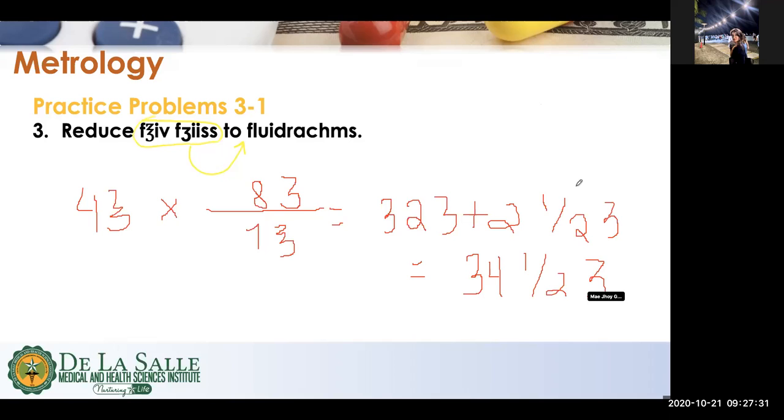Okay, so thank you so much for that answer, Miss Gerpasio. So the answer is actually correct. If you are given this kind of problem, you need to convert the denomination that needs conversion to the required or the desired quantity.